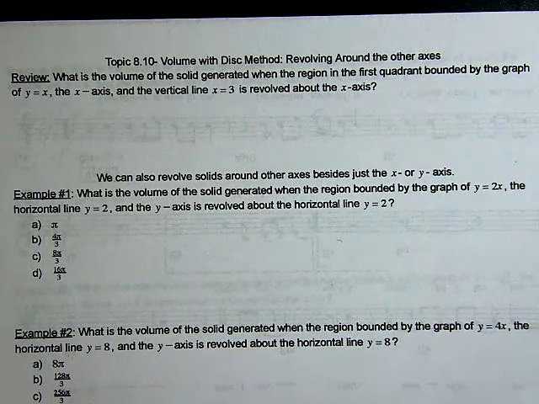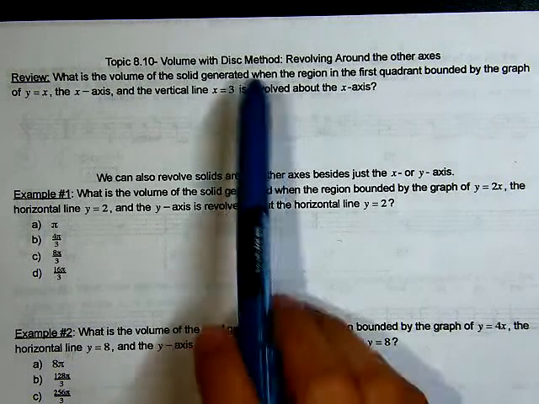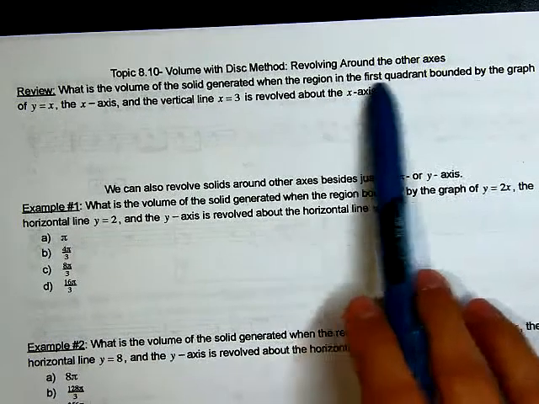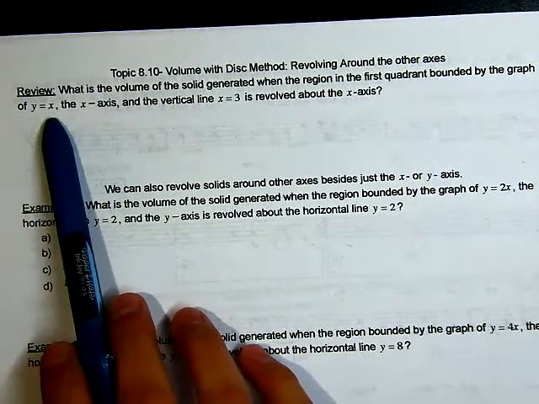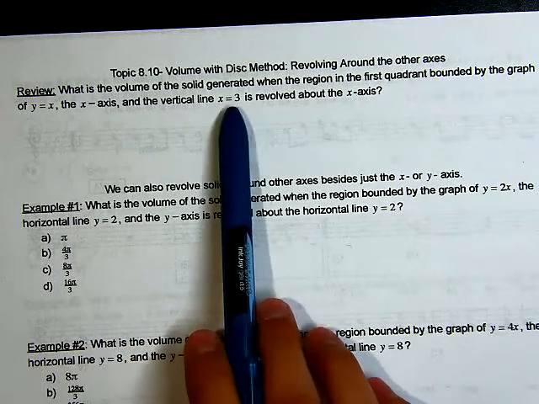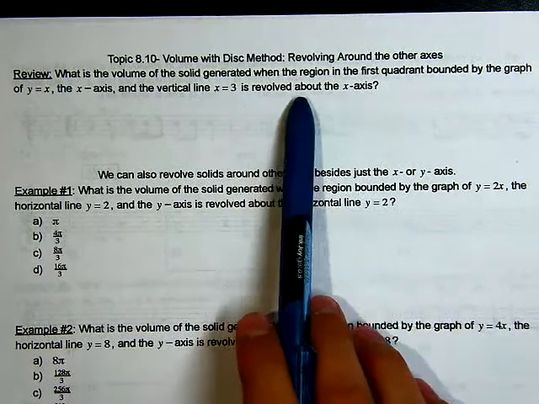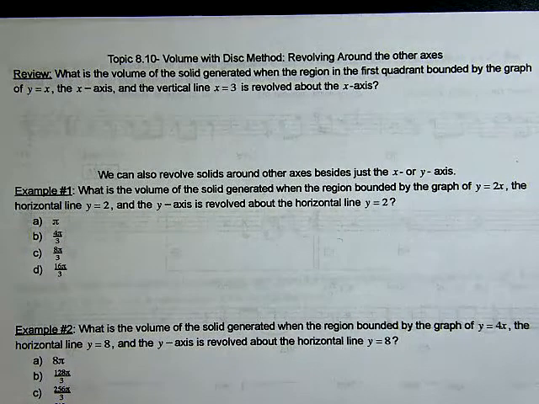So just a review from topic 8.9, let's go ahead and find the volume of a solid generated when the region in the first quadrant is bounded by the graph of y equals x, the x-axis, and the vertical line x equals 3. We would like to revolve that around the x-axis. Please hit pause, try it on your own, and when you hit play, I will talk about it.